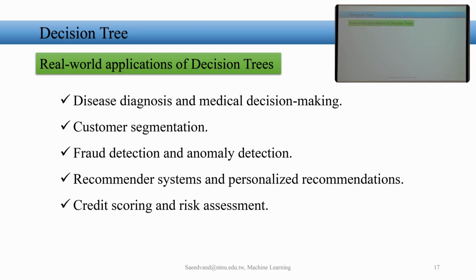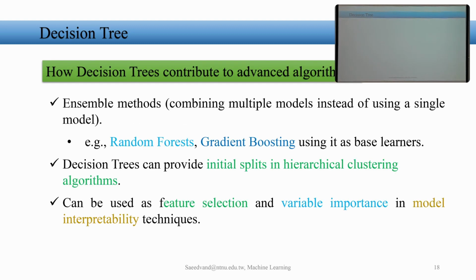What are the real-world applications where decision trees are popular? Diagnosing diseases and medical decision making are popular uses. Customer segmentation is another. Fraud detection and anomaly detection are good applications for decision trees. Recommender systems and personalized recommendations are also fields where decision trees are popular. Credit scoring and risk assessment are popular too, but we are not limited to these. You can apply it to image processing and image classification tasks, and it can still work pretty well based on the features you have. But of course, if you have a big data set, we prefer to go toward neural networks and deep learning, depending on the data size.